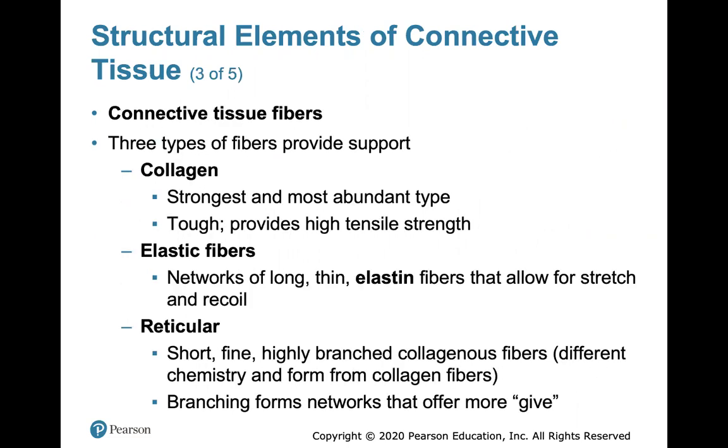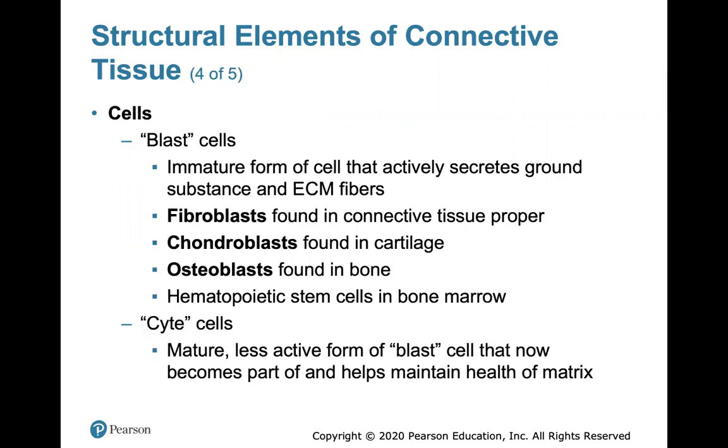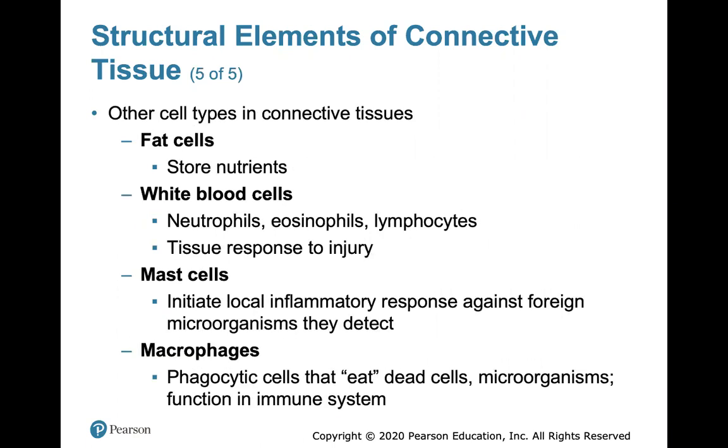The connective tissue fibers can be collagen, elastic fibers, or reticular. Collagen fibers are the strongest and most abundant. Elastic fibers allow for stretch, and reticular fibers are highly branched, and their branching forms networks that offer a little more give. You can have blast cells in connective tissue. Fibroblasts are found in the connective tissue proper, chondroblasts found in cartilage, and osteoblasts found in bone. These blast cells are just immature cells that actively secrete ground substance and the extracellular matrix fibers. And then you have the cyte cells, which are mature, less active, that now become part of and help maintain the health of the matrix.